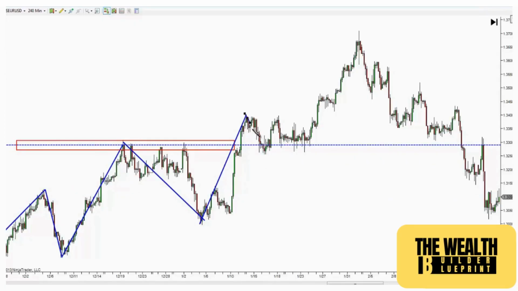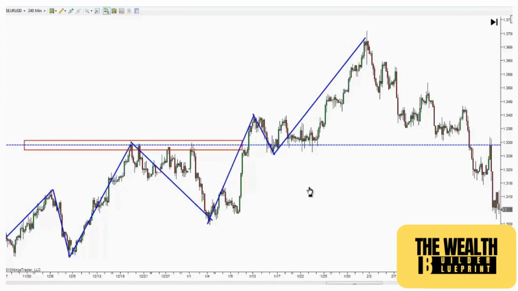And you can see that as we get our outside return, where does it come to? Right in that same level, giving us an opportunity to buy. And you can see eventually the market pushes up to a new structure high. And this is a great example right here.